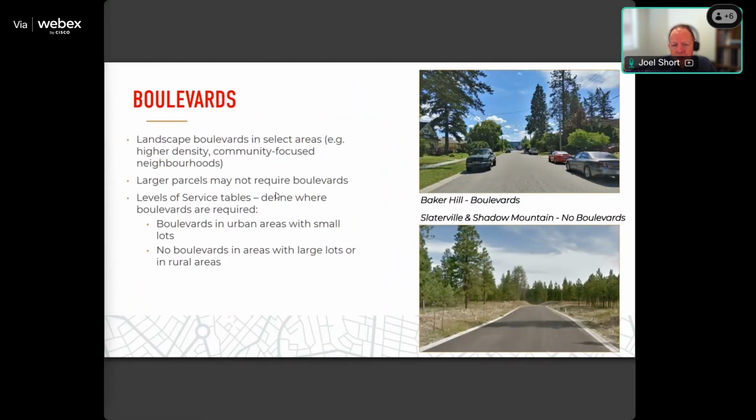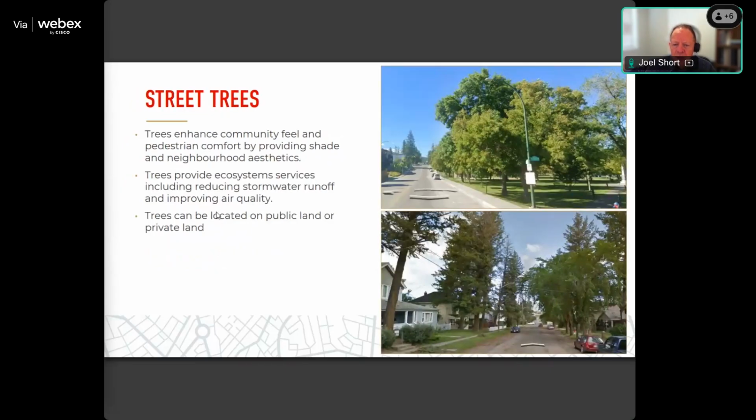You can also have landscape boulevards in certain areas, like in higher density, community-focused neighborhoods. Larger parcels might not require boulevards because you've got the larger parcels. And in the bylaw, you can have these level of service tables where you define where boulevards are required. So you could say boulevards are in urban areas with small lots, no boulevards in areas with larger lots or rural areas. Here's just an image of a rural area type of subdivision, and here's Baker Hill, where you've got the boulevards and make good use of those.